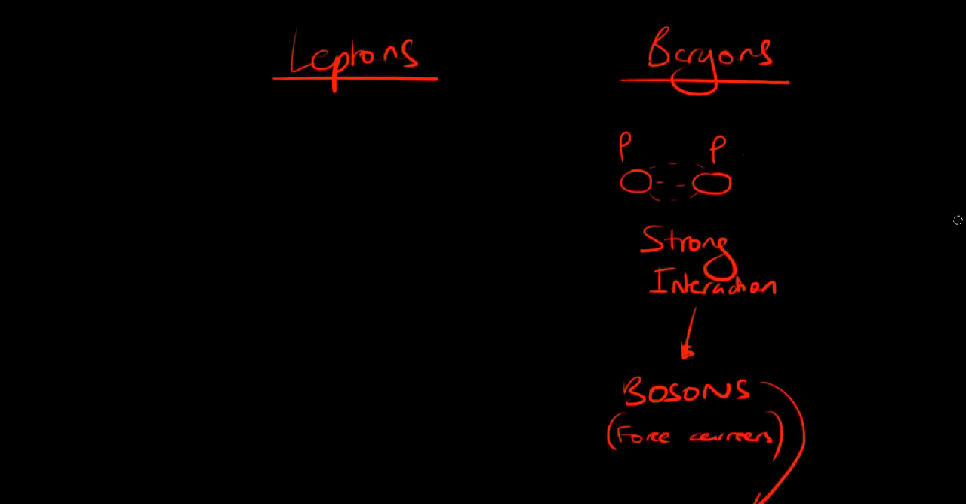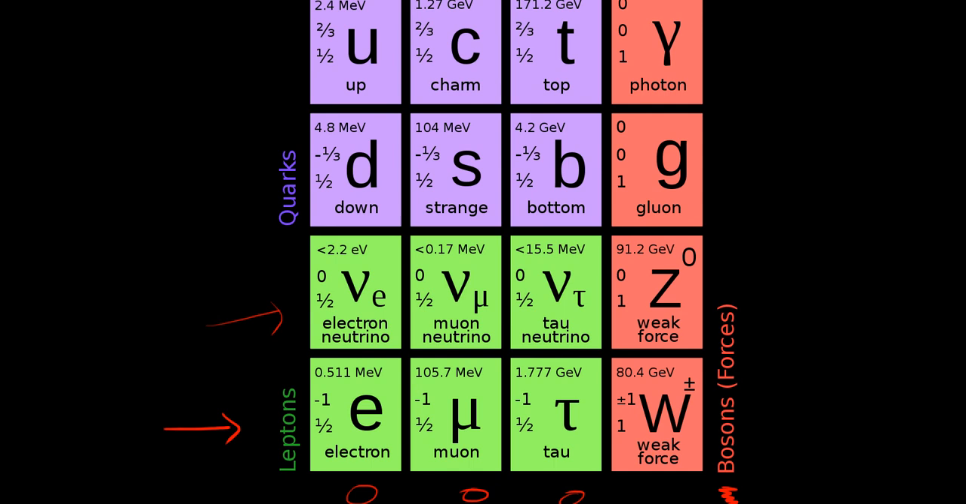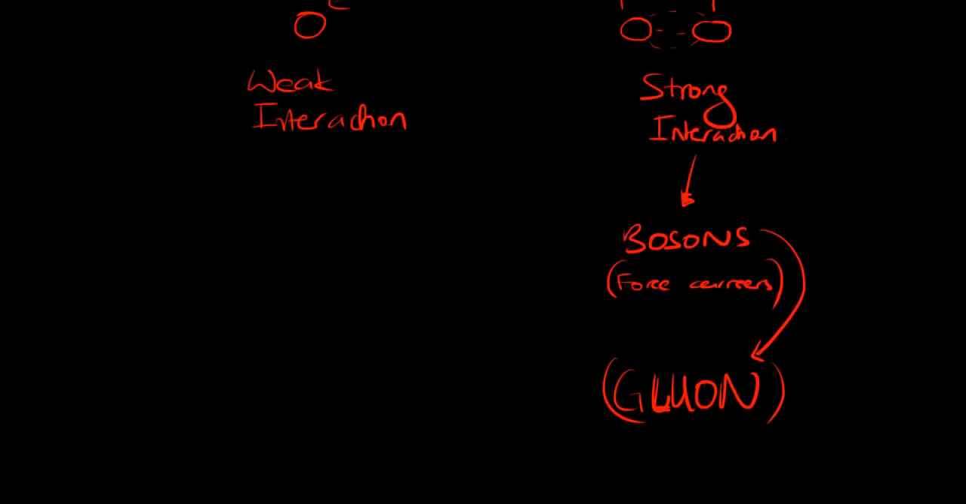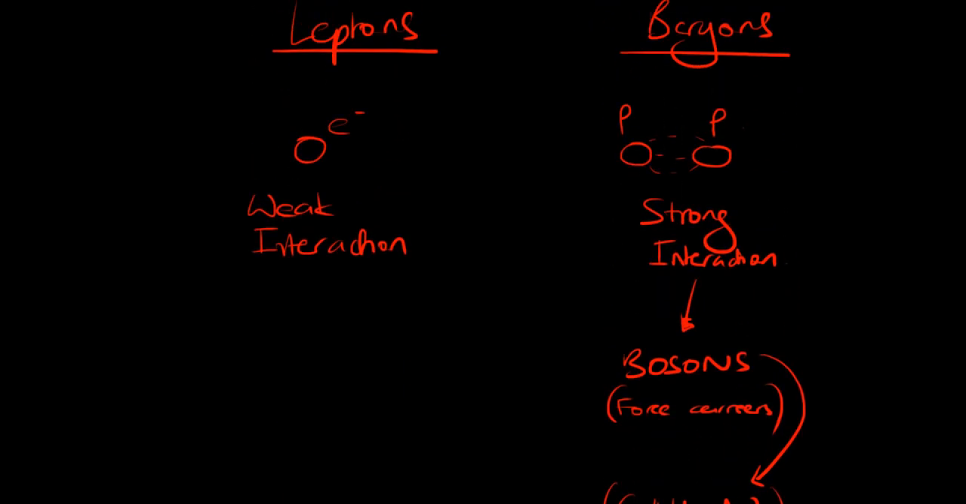Okay? And leptons, on the other hand, don't feel the strong interaction. So if we have an electron over here, the electron doesn't feel the strong interaction, it actually feels the weak interaction. But you don't need to know much about that at the moment. And if you look down here, you'll see that the weak interaction is carried by the W particle, or the Z particle. So that's pretty much what you need to know.